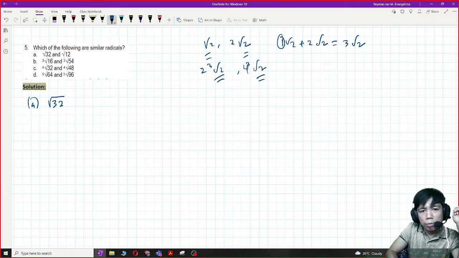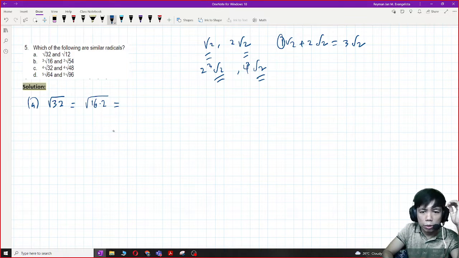So, think of a number or factors of 32 na yung isang number or isang factor ay perfect square. Okay? So, syempre, yan ay 2 and 16. Okay? So, 16 times 2. Pag ganito guys, understood, yung 16, that is 4 squared, di ba? So, pwede mo siyang ilabas, magiging 4 square root of 2.